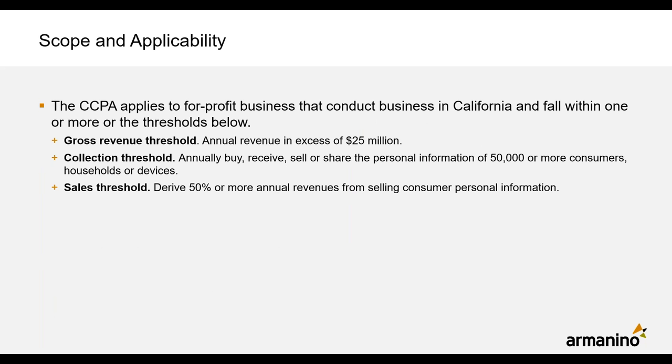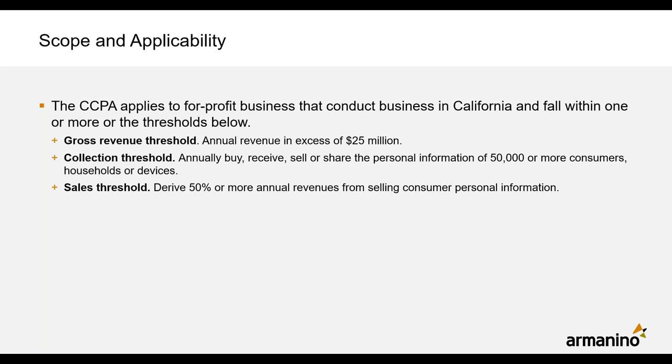Who is in scope for this law? There are three thresholds. You have your gross revenue threshold. You would need to have annual revenues in excess of $25 million. You also would need to annually buy, sell, or share personal information of 50,000 or more consumers, households, or devices. It's not too difficult to easily attain these numbers.